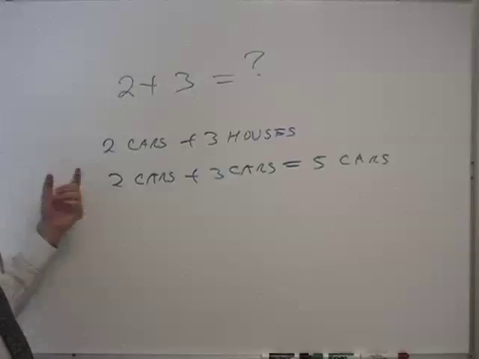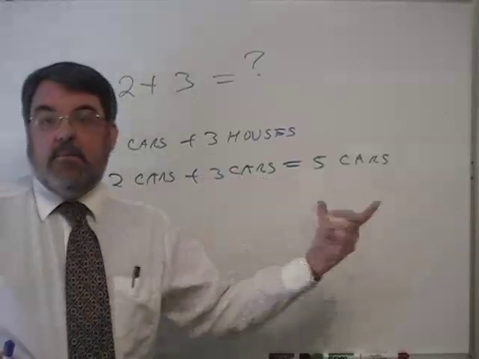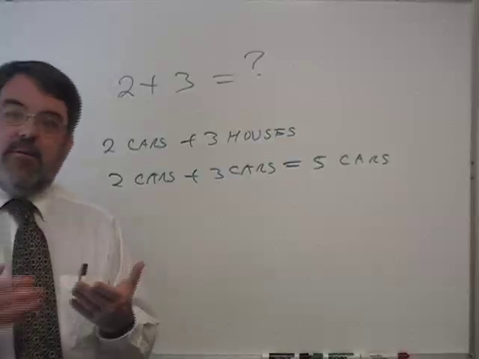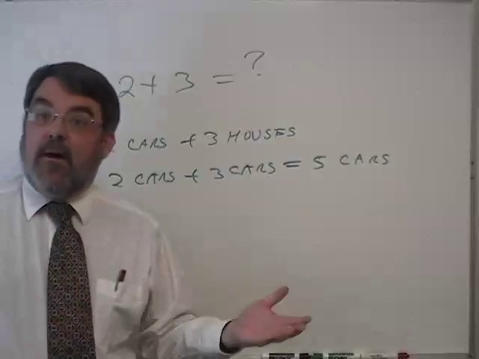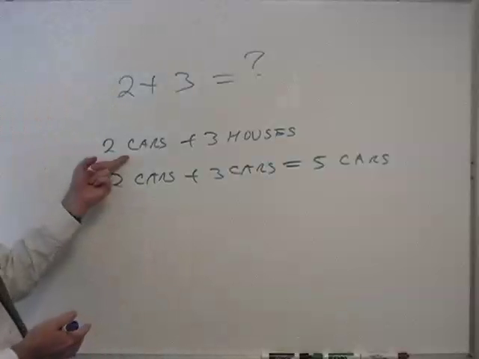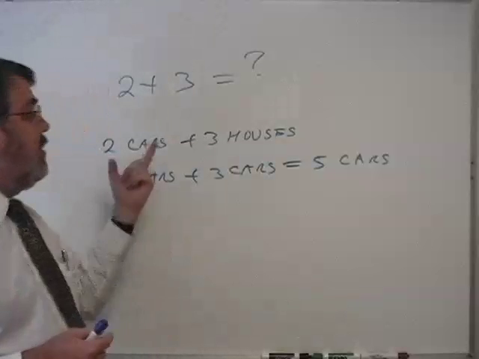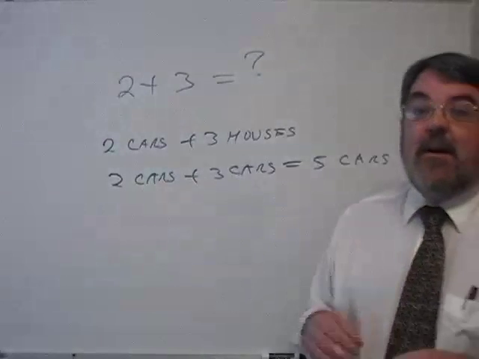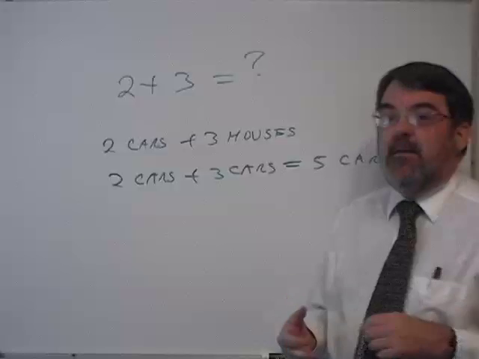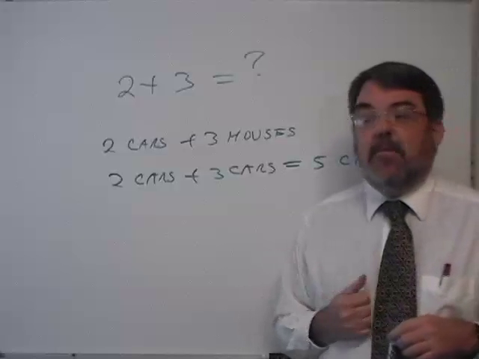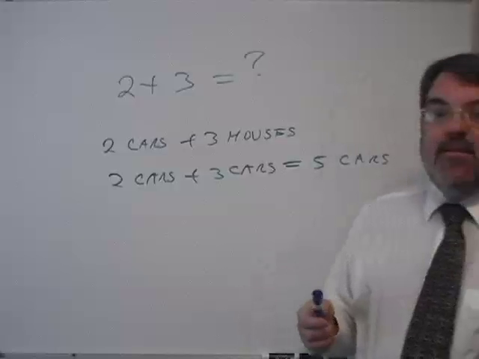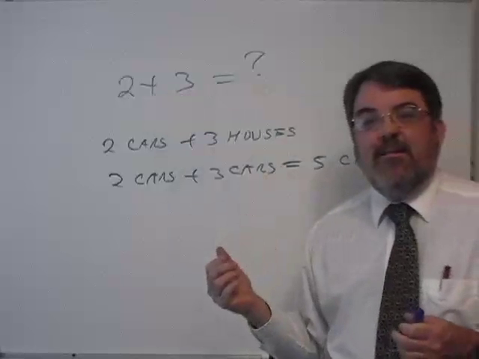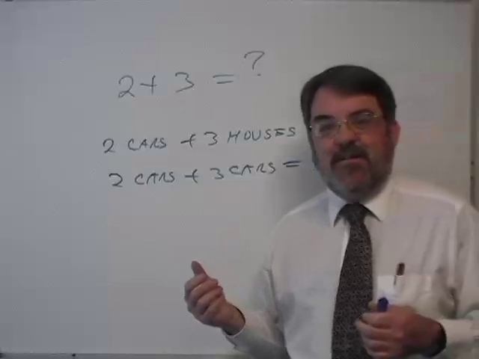In this case, we're adding like items, like terms. So it's as if in algebra, when you see 2x plus 3x, you get 5x. But up here, 2 cars plus 3 houses, can't add that because they're unlike terms. It's like trying to add 2x plus 3y.